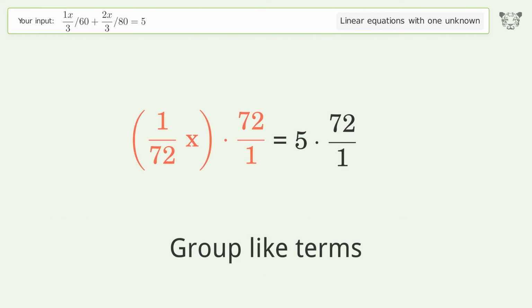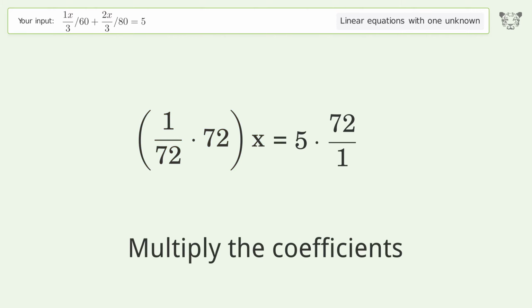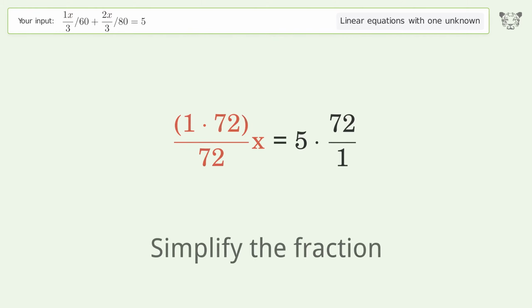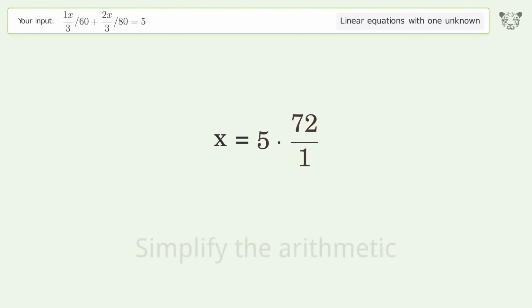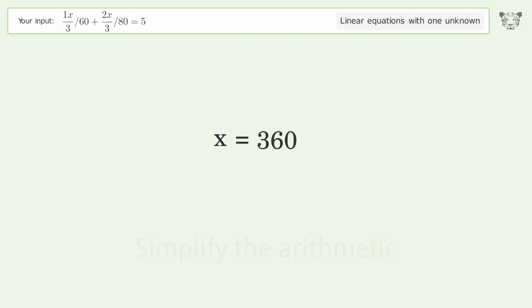Group like terms. Multiply the coefficients. Simplify the fraction. Simplify the arithmetic. And so the final result is x equals 360.